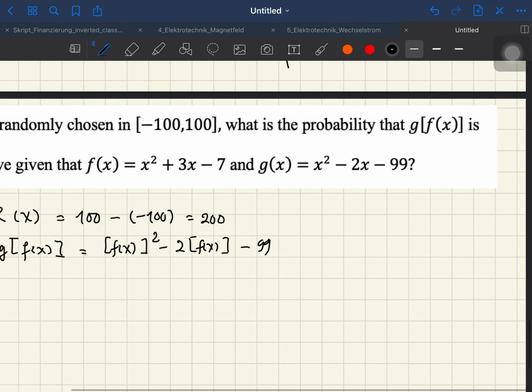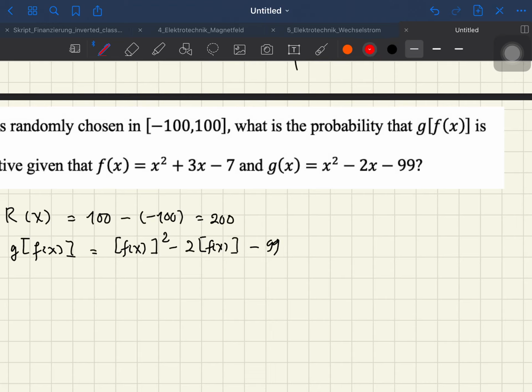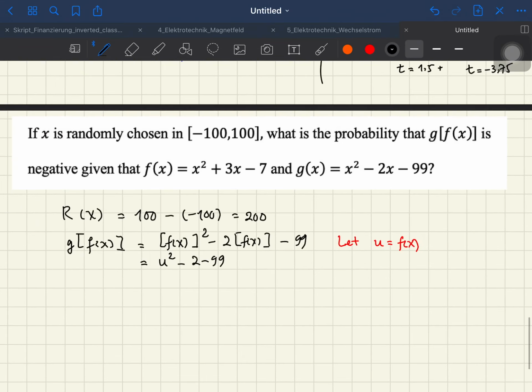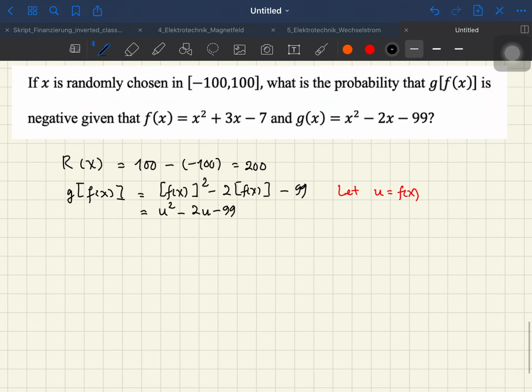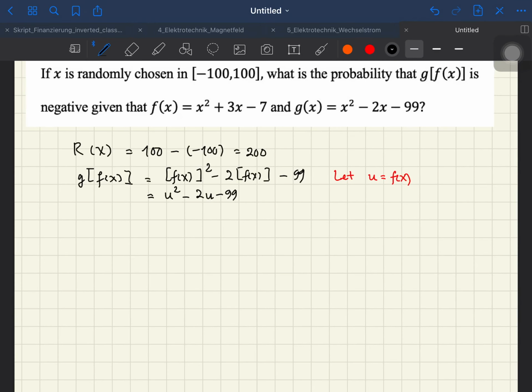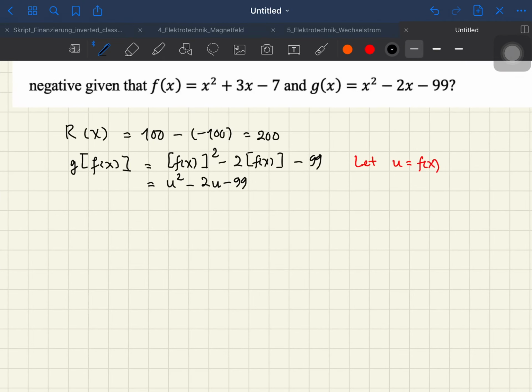But for simplicity, we do a u substitution, where u equals f(x) first. So it becomes u squared minus 2u minus 99. It's this equation, and later you will see the purpose of why I do so.